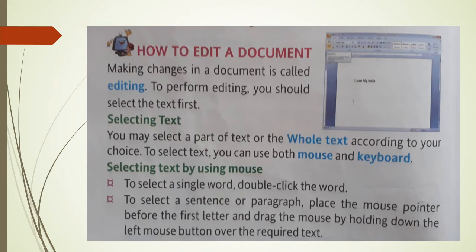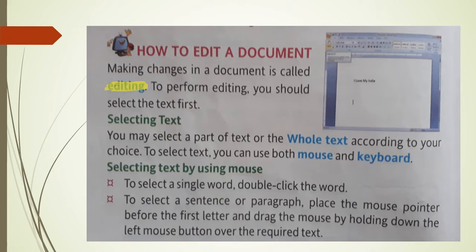Okay, now we see how to edit our document. For editing a document, first of all, make changes. What do you mean by editing a document? It means when we make changes in our document, that is called editing. So to perform editing, you should select the text first.